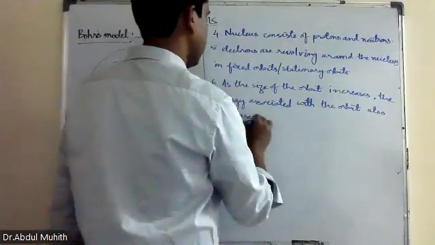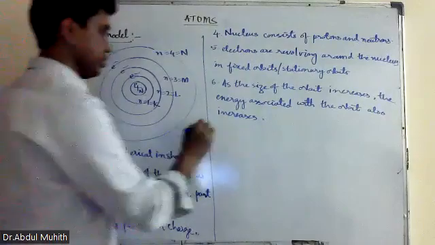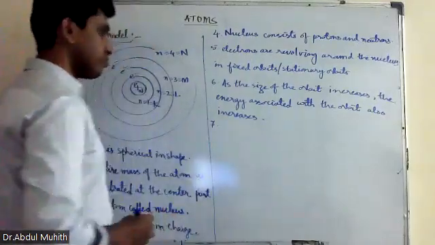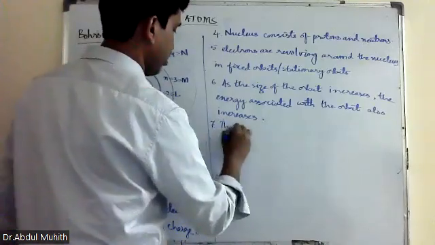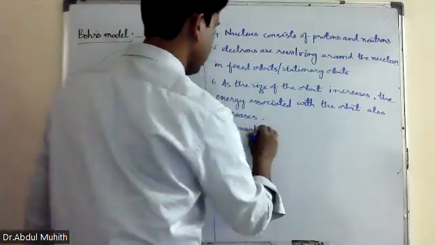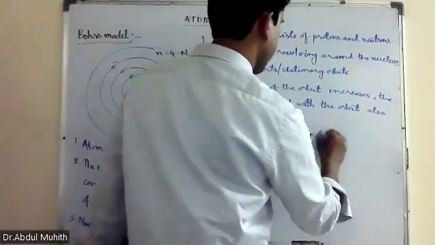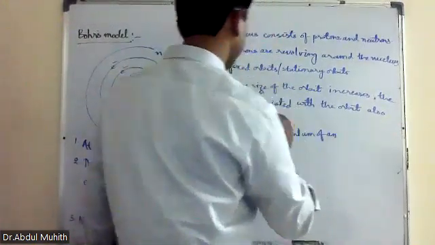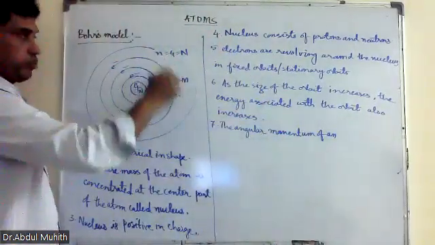As the size of the orbit increases, the energy associated with the orbit also increases. Next one: the angular momentum of an electron. For that reason they give n equal to 1, 2, 3, 4. They have fixed orbits.